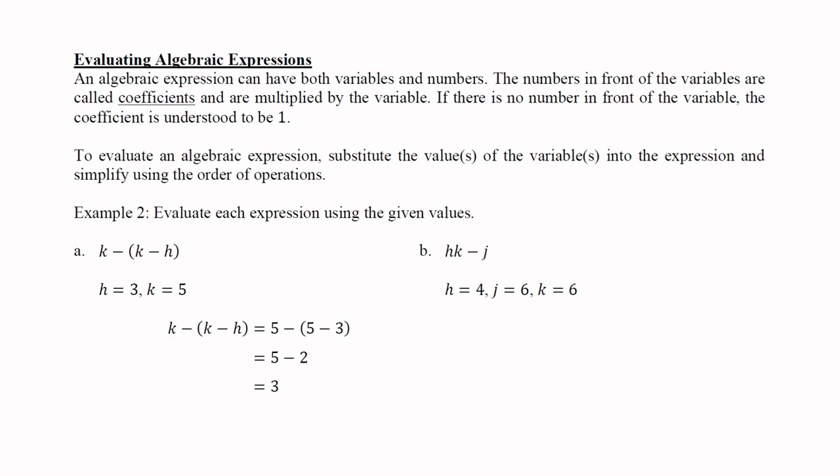In B, we're told that h is 4, j is 6, and k is 6. So the first thing to do is to substitute those items in. We're going to take care of the multiplication first. 4 times 6 is 24. And then 24 minus 6 gives us 18.